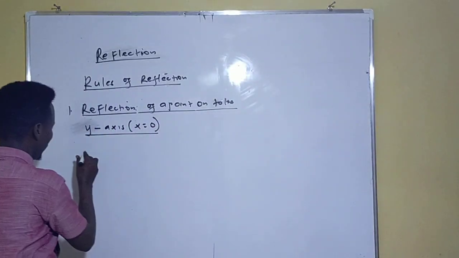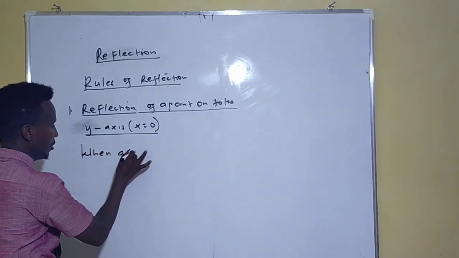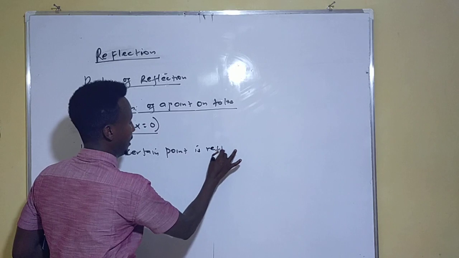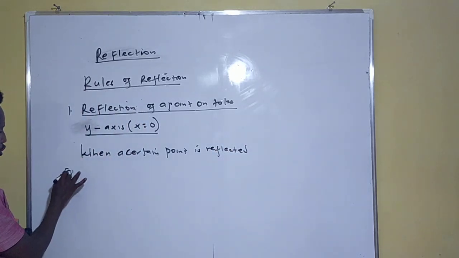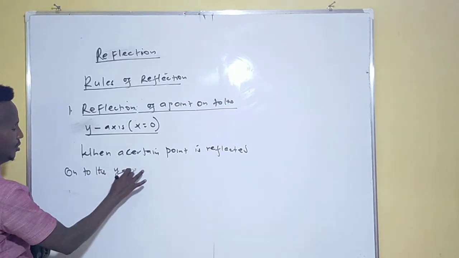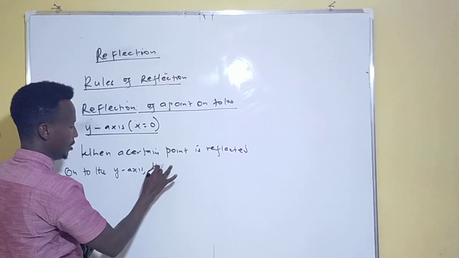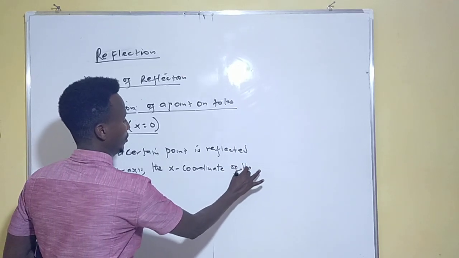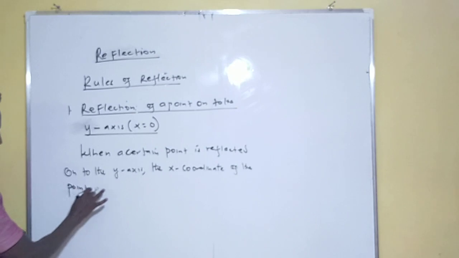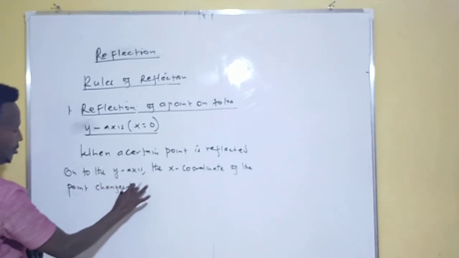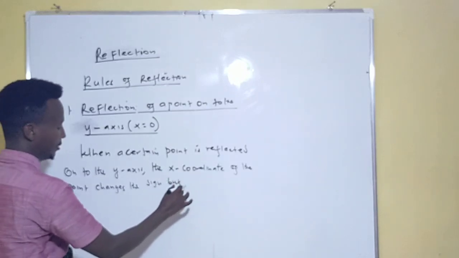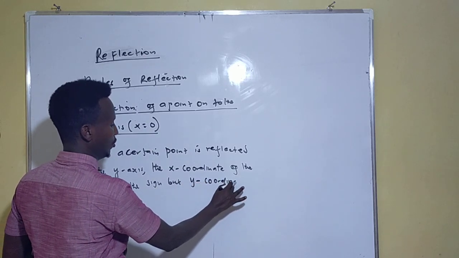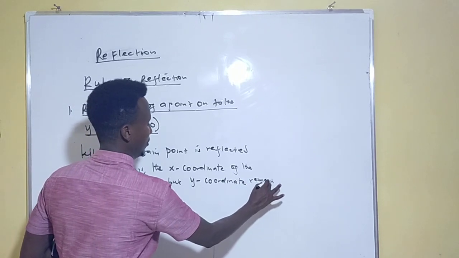So let's write that one. When a certain point is reflected onto the y-axis, comma, the x-coordinate of the point changes the sign, but y-coordinate remains the same.